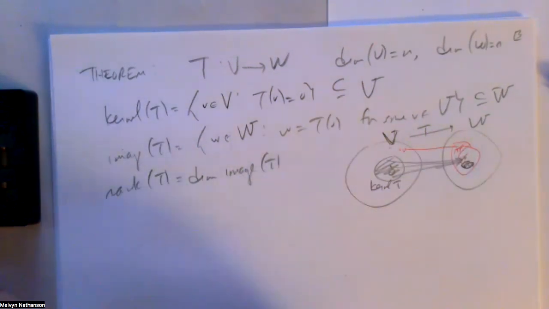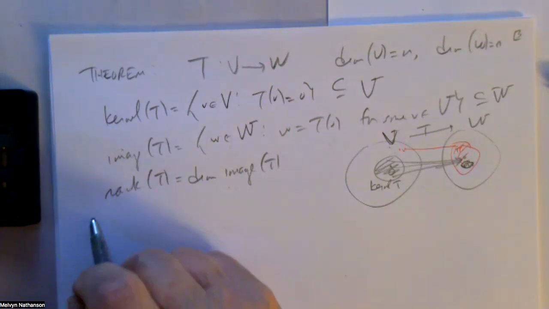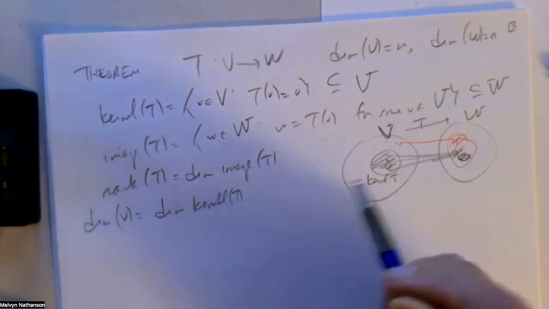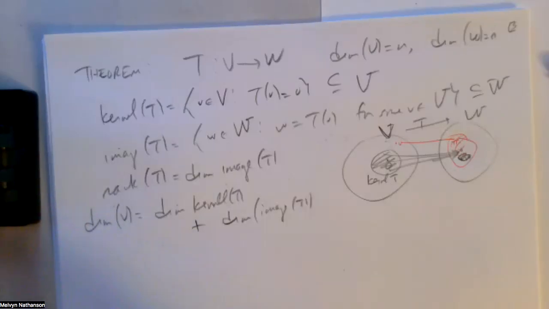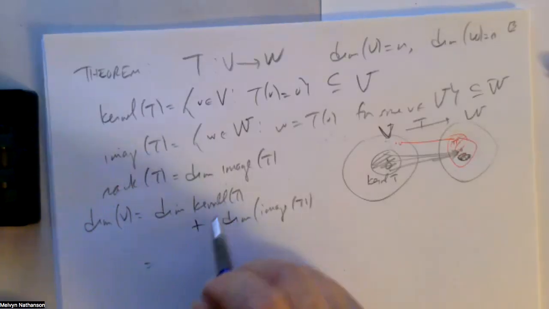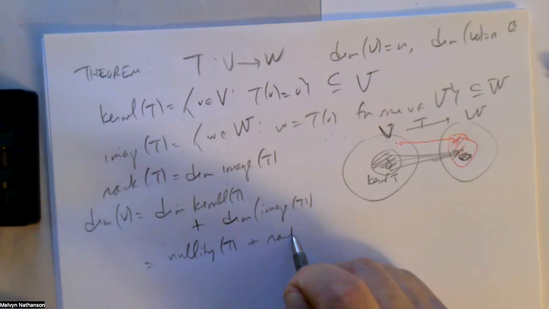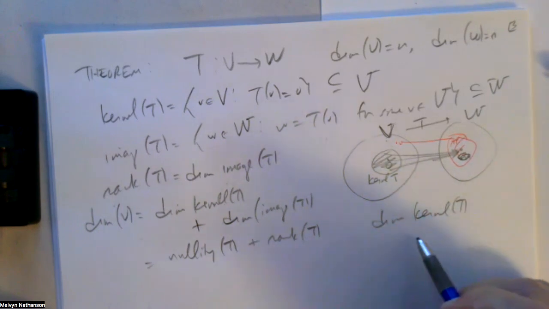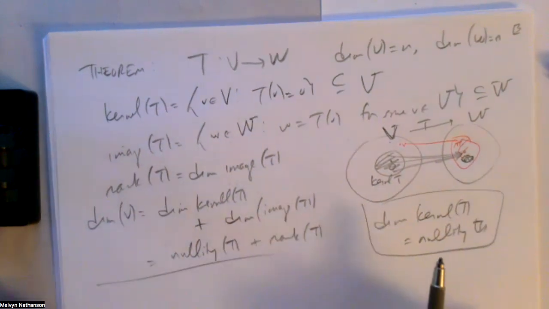Every subspace has a dimension. And the basic theorem says that the dimension of V is the dimension of the kernel of T plus the dimension of the image of T. The dimension of the kernel of T is sometimes called the nullity of T, and the dimension of the image of T is the rank of T. Right? So that's the fundamental theorem.